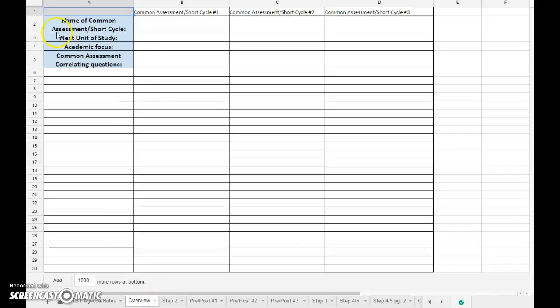Our tab 2 is an overview of your Common Assessment Short Cycle. This is where you document the information from that Common Assessment Short Cycle: the name, the next unit of study, the academic focus, or the correlating questions. It has 3 already for you. You may add additional ones as you progress throughout the year.